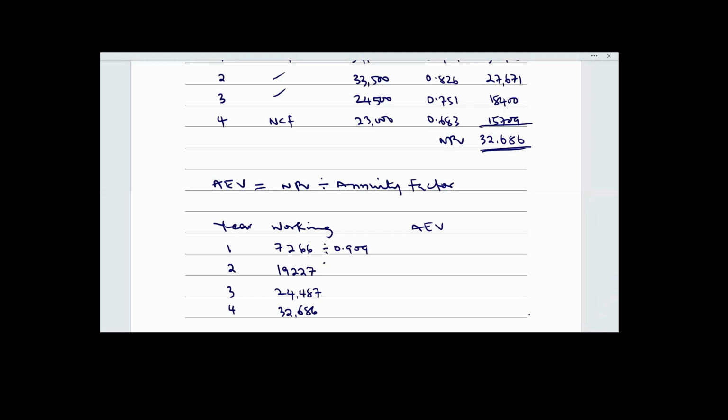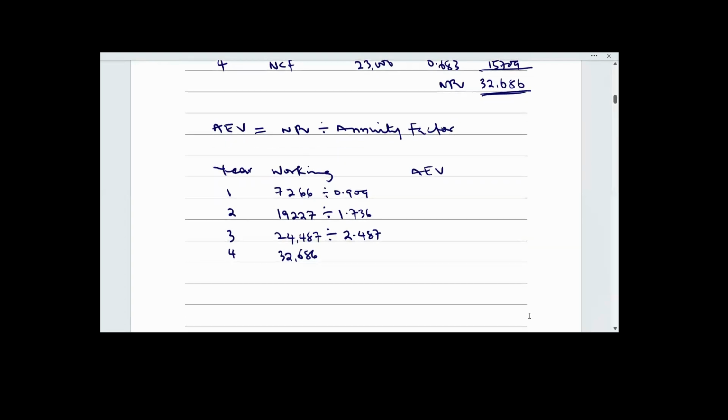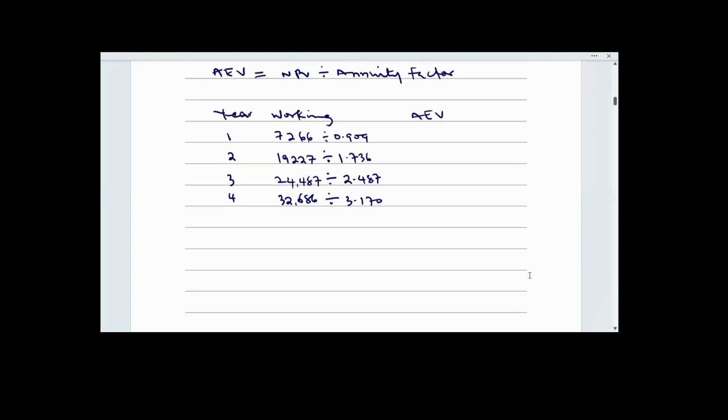So the annuity factor of year 1 is still the same thing, divide by 0.909. Annuity factor of year 2, 1.736. Annuity factor of year 3 at 10% is 2.487. Annuity factor of year 4 is 3.170. Somebody will ask me, how did I get my annuity factor?